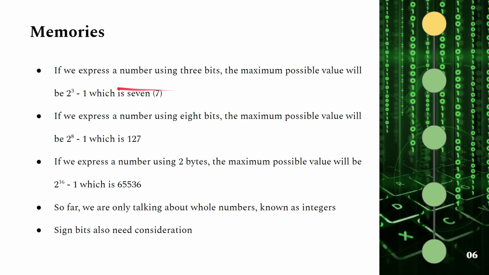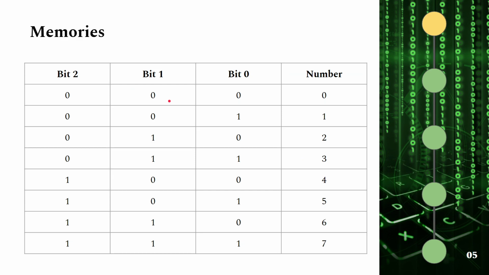Now here's something, this is also a little theoretical concept, but there is some part of understanding. First up is, if we express a number using 3 bits, the maximum possible value will be 2 to the power 3 minus 1, which is 7. Okay, now to understand that, we will once again visit the previous table.